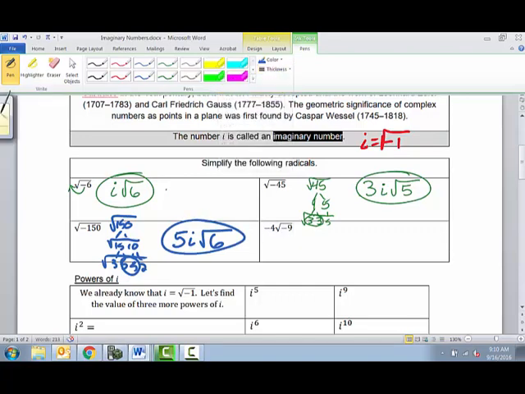Negative 4 times the square root of negative 9. Again, we just simplify our radical. We got a pair of 3's, no leftovers, so it's 3. Take out the negative, i, and times the negative 4 that was already there. So negative 4 times 3 is negative 12, and the i just goes along for the ride.